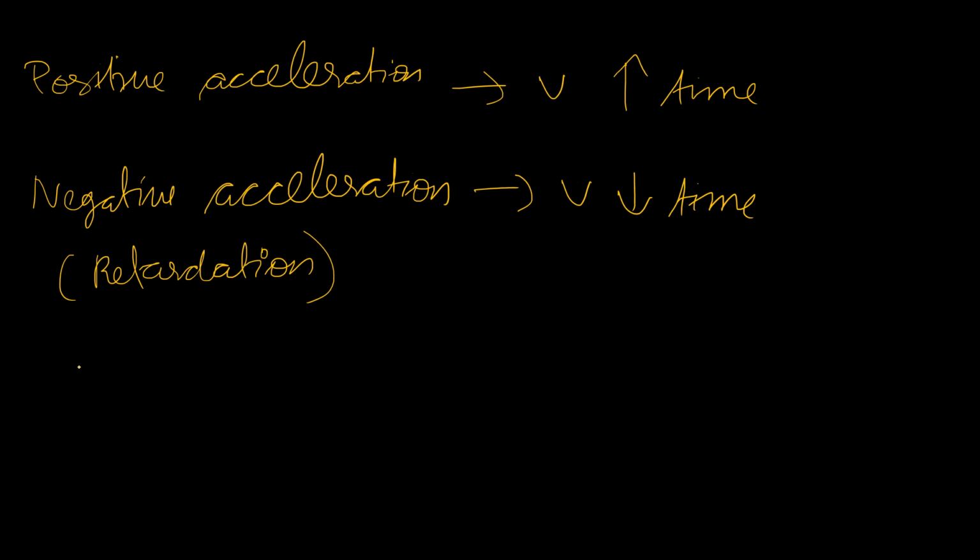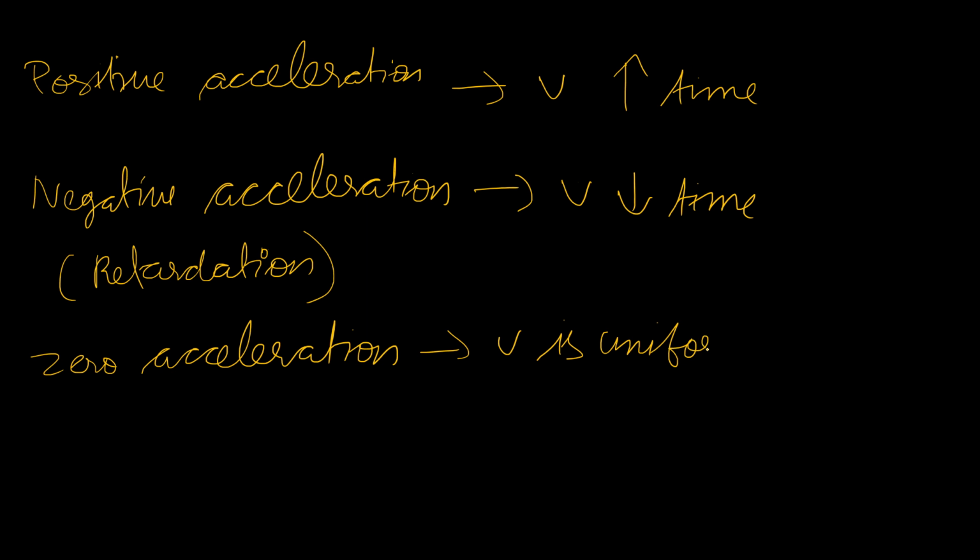Next is zero acceleration. What happens in zero acceleration is that velocity v is uniform. Then we need to know about uniform acceleration.